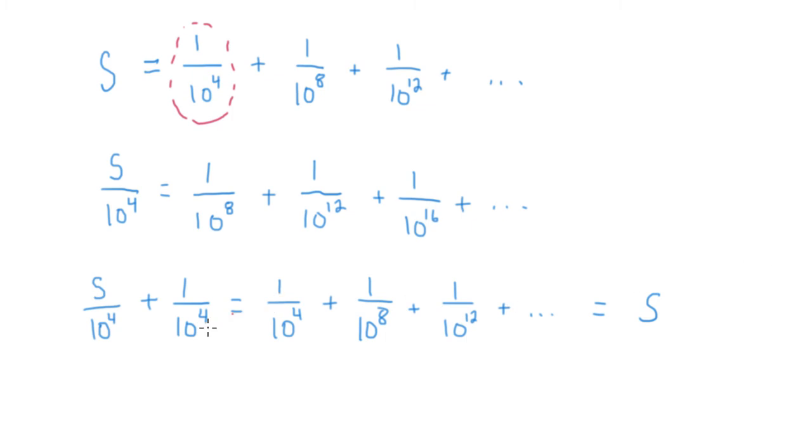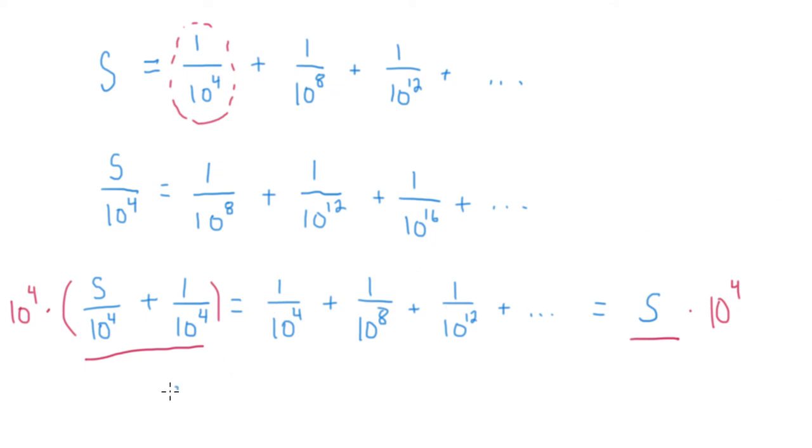But now look here. I actually have an algebraic equation for s. Okay, so what do I mean by that? Well, let me multiply both sides of this equation by 10 to the fourth. Actually, let me write down what I'm doing, and try to not skip too many steps. Okay, so I'm just going to multiply both sides by 10 to the fourth.